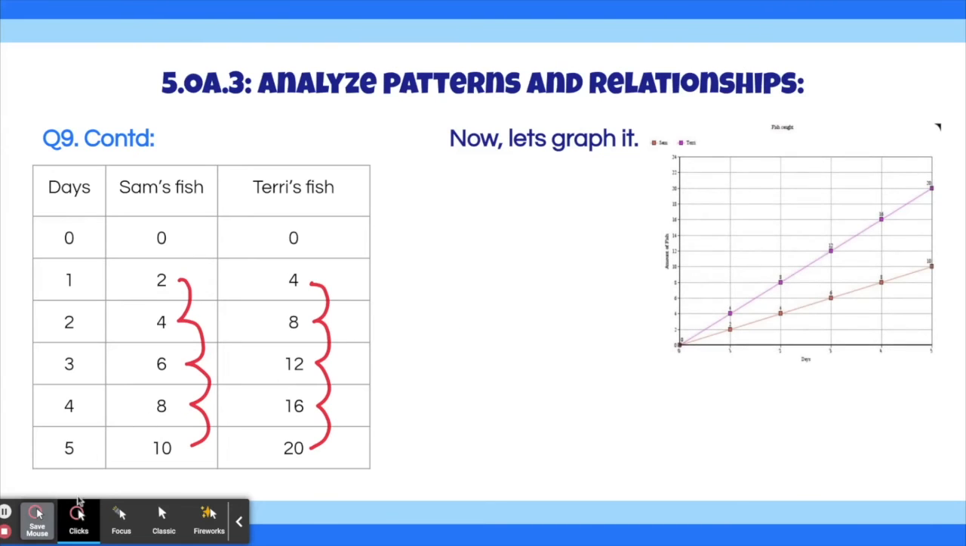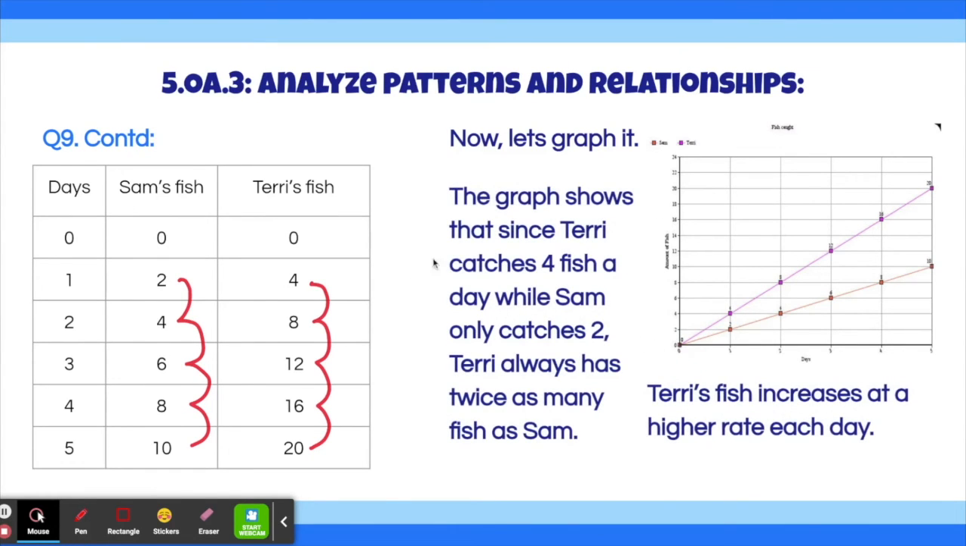So now let's graph it, okay? This is the graph that shows the relationship between Sam and Terry's fish. And the graph shows that since Terry catches 4 fish a day, while Sam only catches 2, Terry always has twice as many fish as Sam. So on day 1, we can see that Sam is orange and Terry is pink, right? On day 1, Sam has 2 fish and Terry has 4 fish, which is shown right here in the table. Then on day 2, Sam has 4 fish and Terry has 8 fish, which is also shown here in the table.